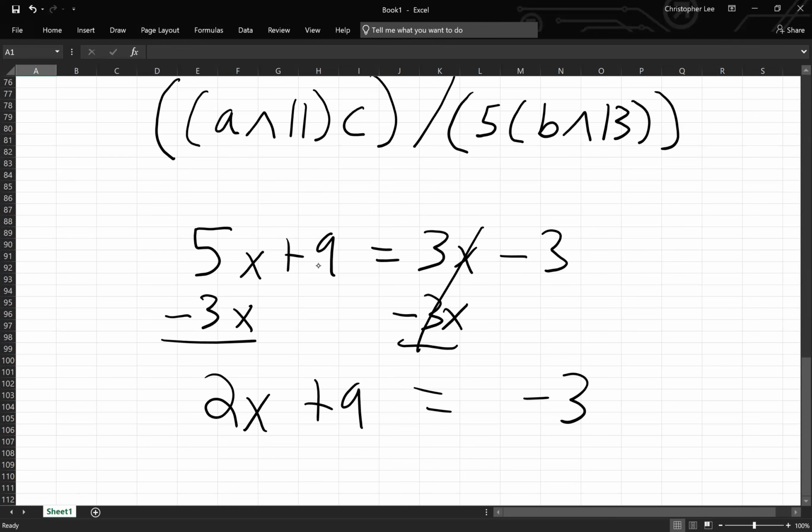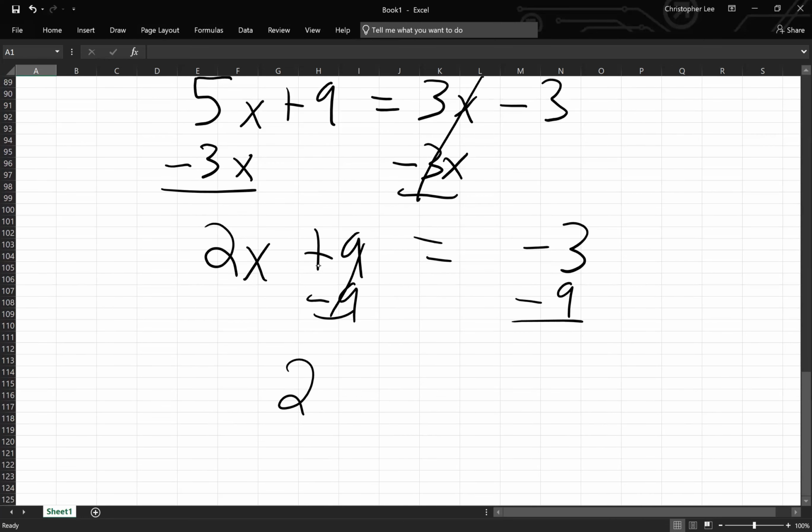Now I want to get rid of that 9, so what do I have to do? Subtract 9, very good. I want to do to one side, I got to do to the other. So now what do I have? I have 2x is equal to, what's this? -12, good. What do I do after that? Divide by 2, very good. What I do to one side, do to the other. So I have x is equal to what?